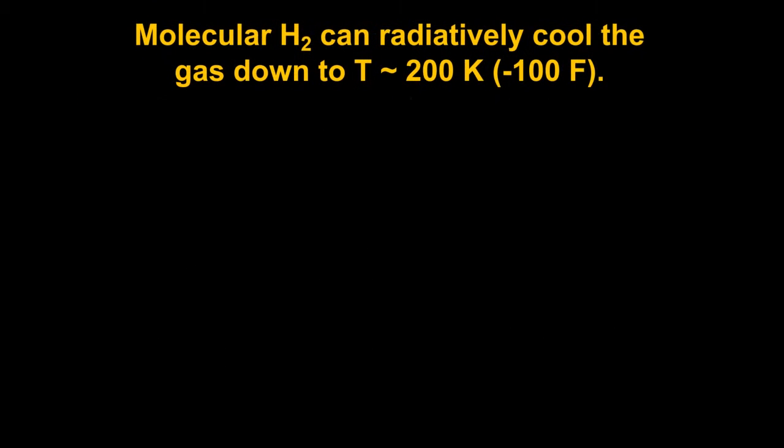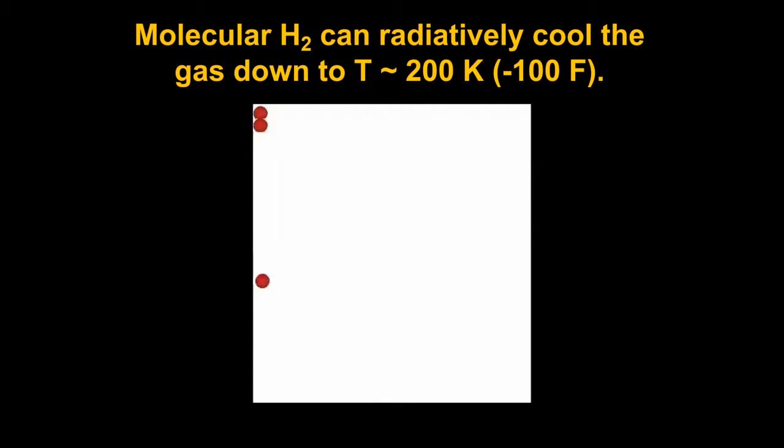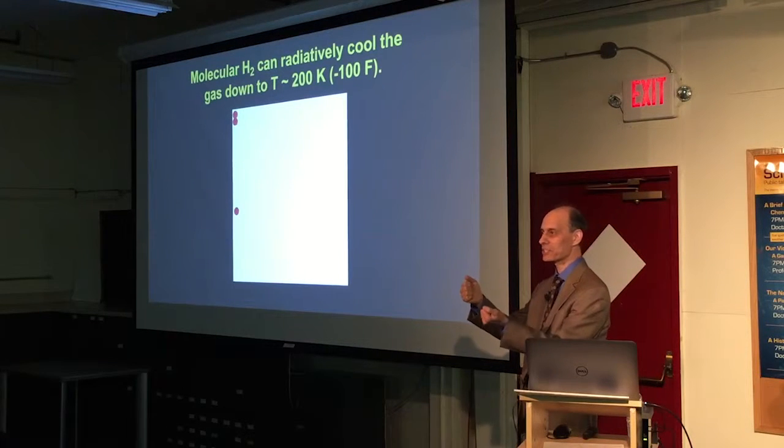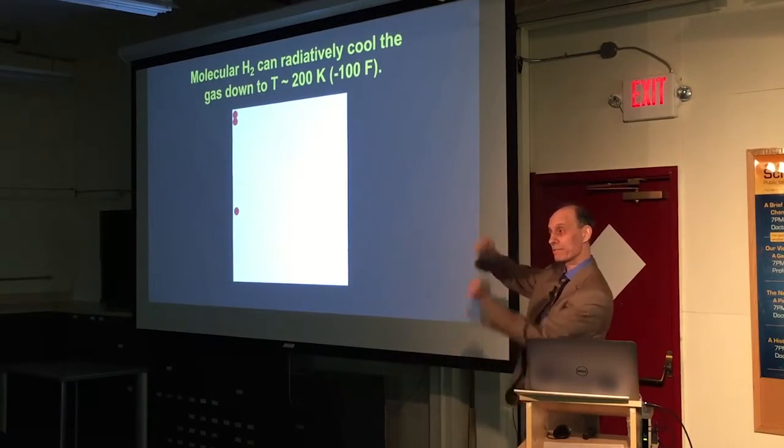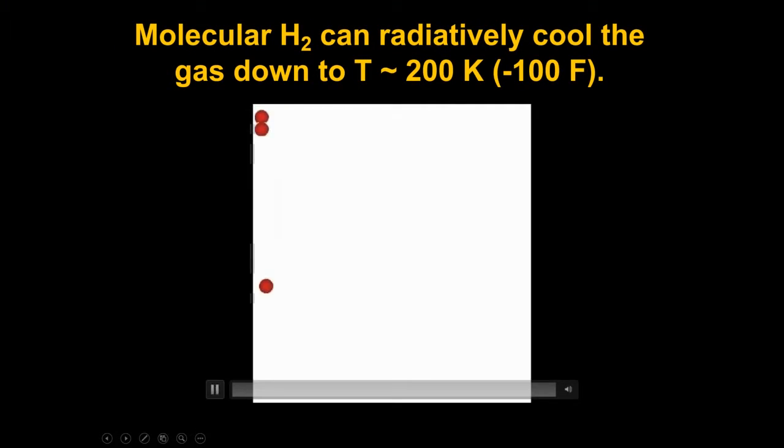Okay, so this is how the molecular hydrogen cooled the gas. In the upper left corner is a hydrogen molecule. It's two hydrogen atoms stuck together, not with Velcro, but with electrostatic forces. And it's cold because it's not vibrating, it's not rotating. And then there's a hydrogen atom. There's a hydrogen atom, and it's hot. It's moving fast. That's thermal energy.